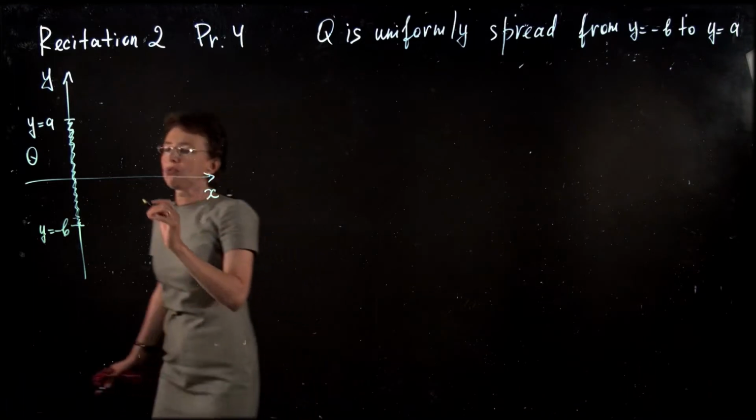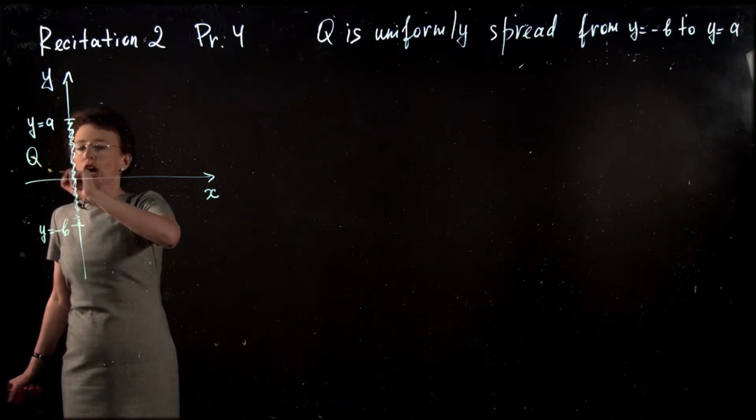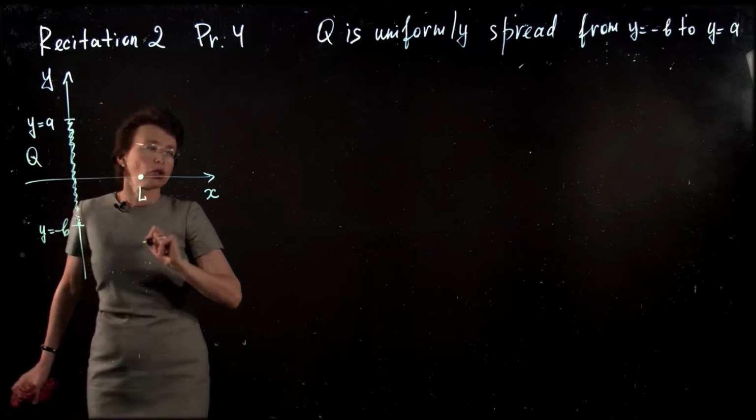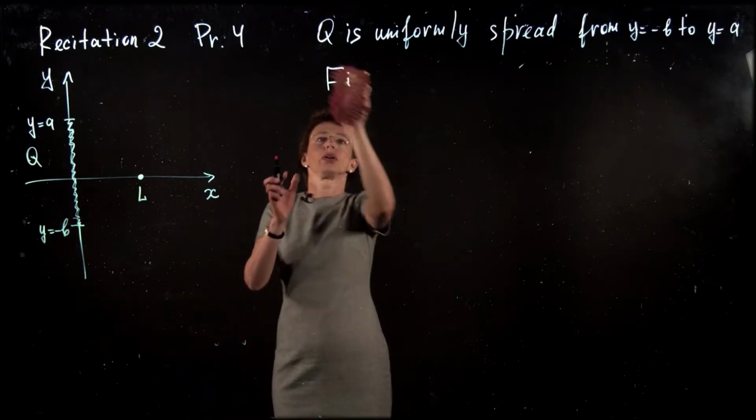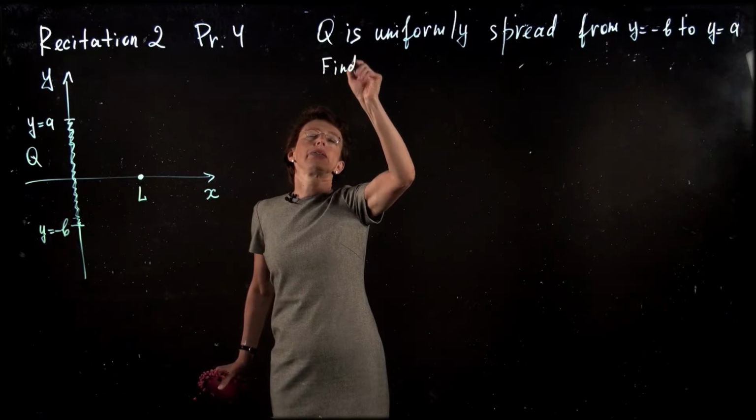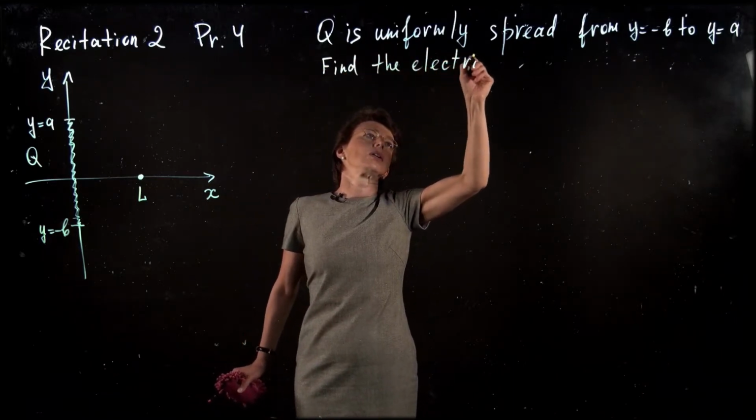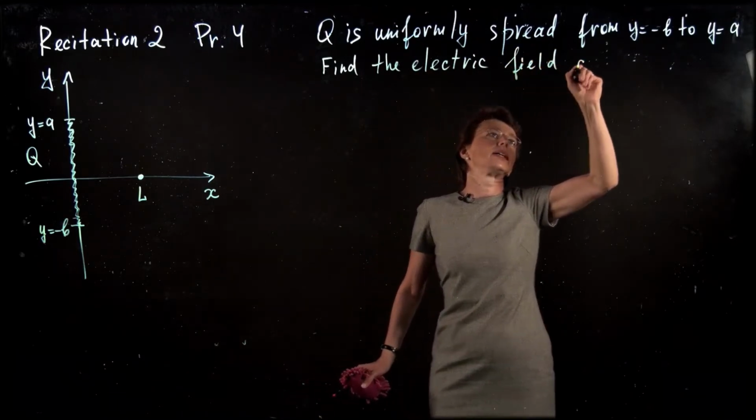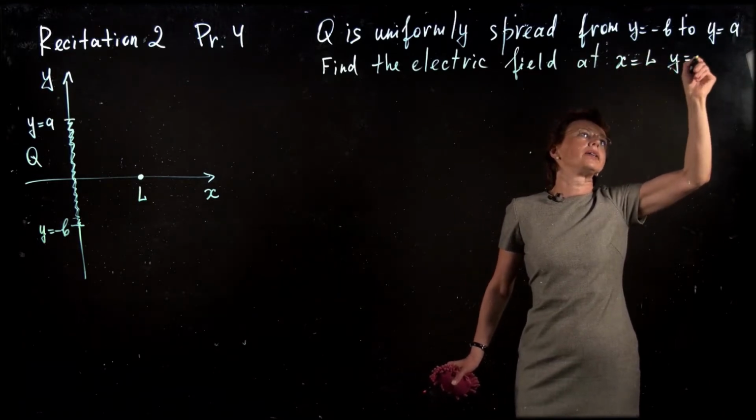We want to find the electric field created by this charge Q at point x equals L. Find the electric field at point (x, y) = (L, 0).